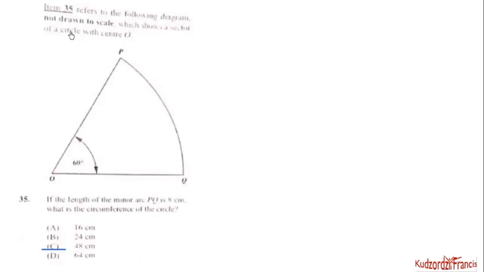Item 35 refers to the following diagram, not drawn to scale, which shows a sector of a circle with center O. So this is sector. Now, if the length of the minor arc PQ is 8 centimeters, so this is 8.